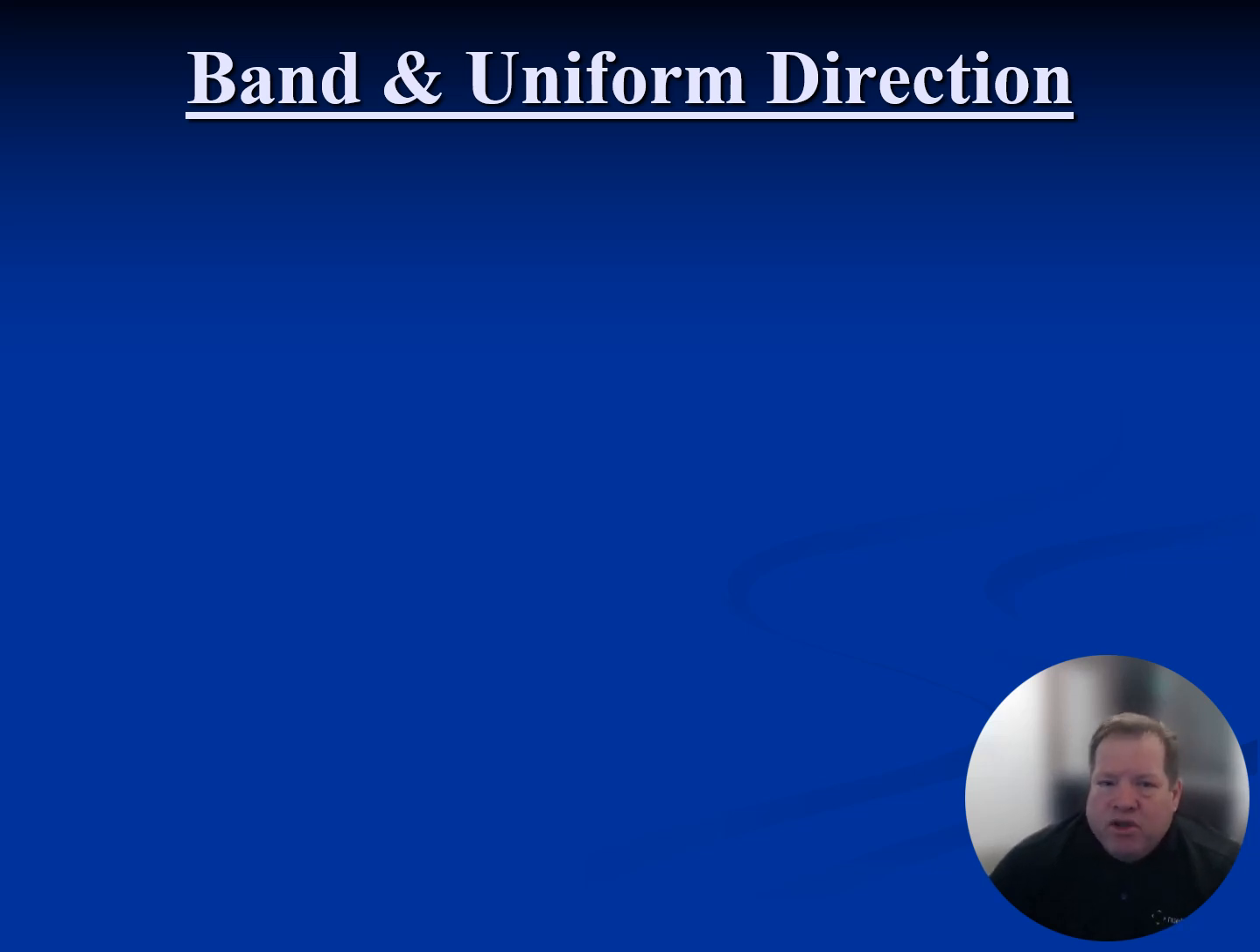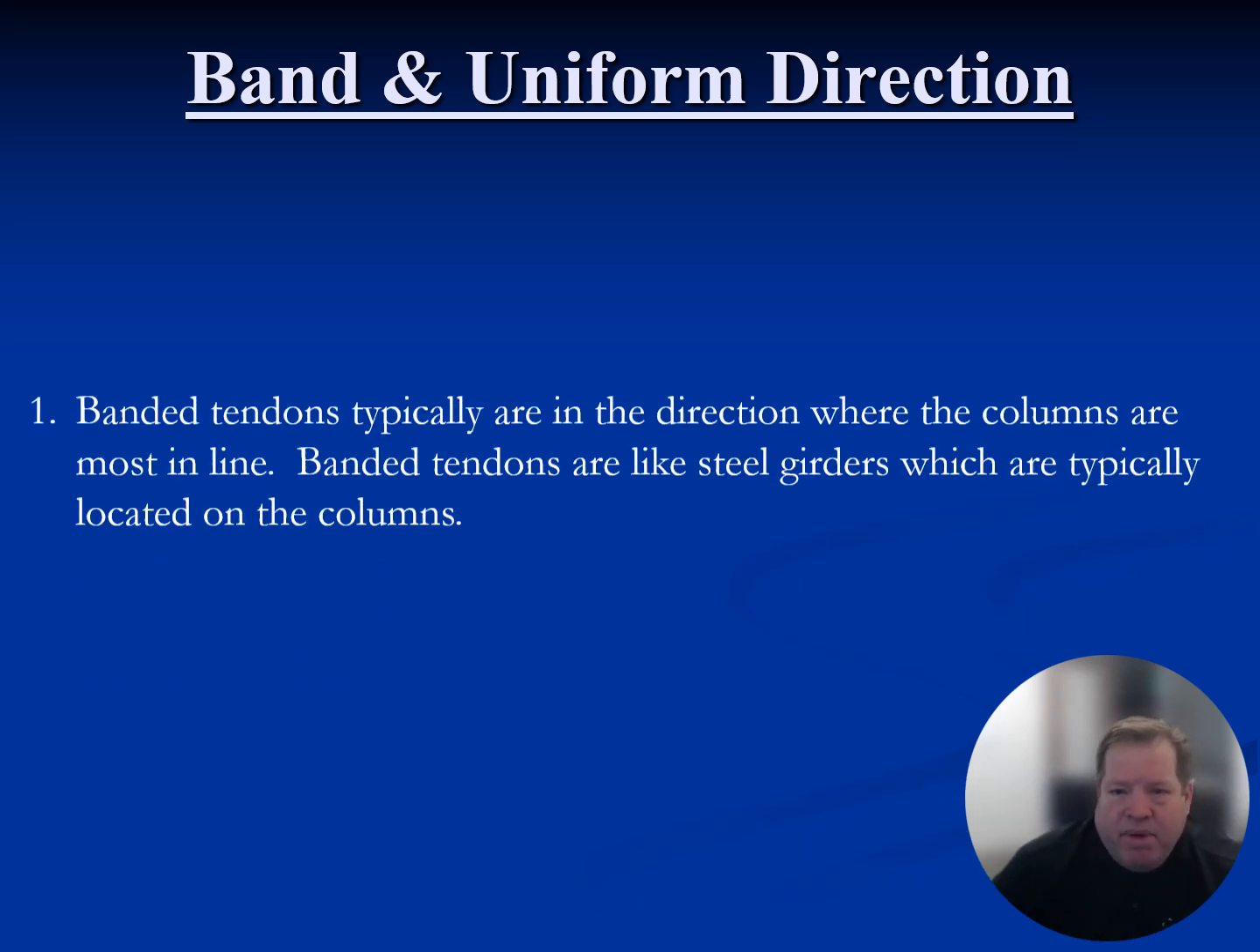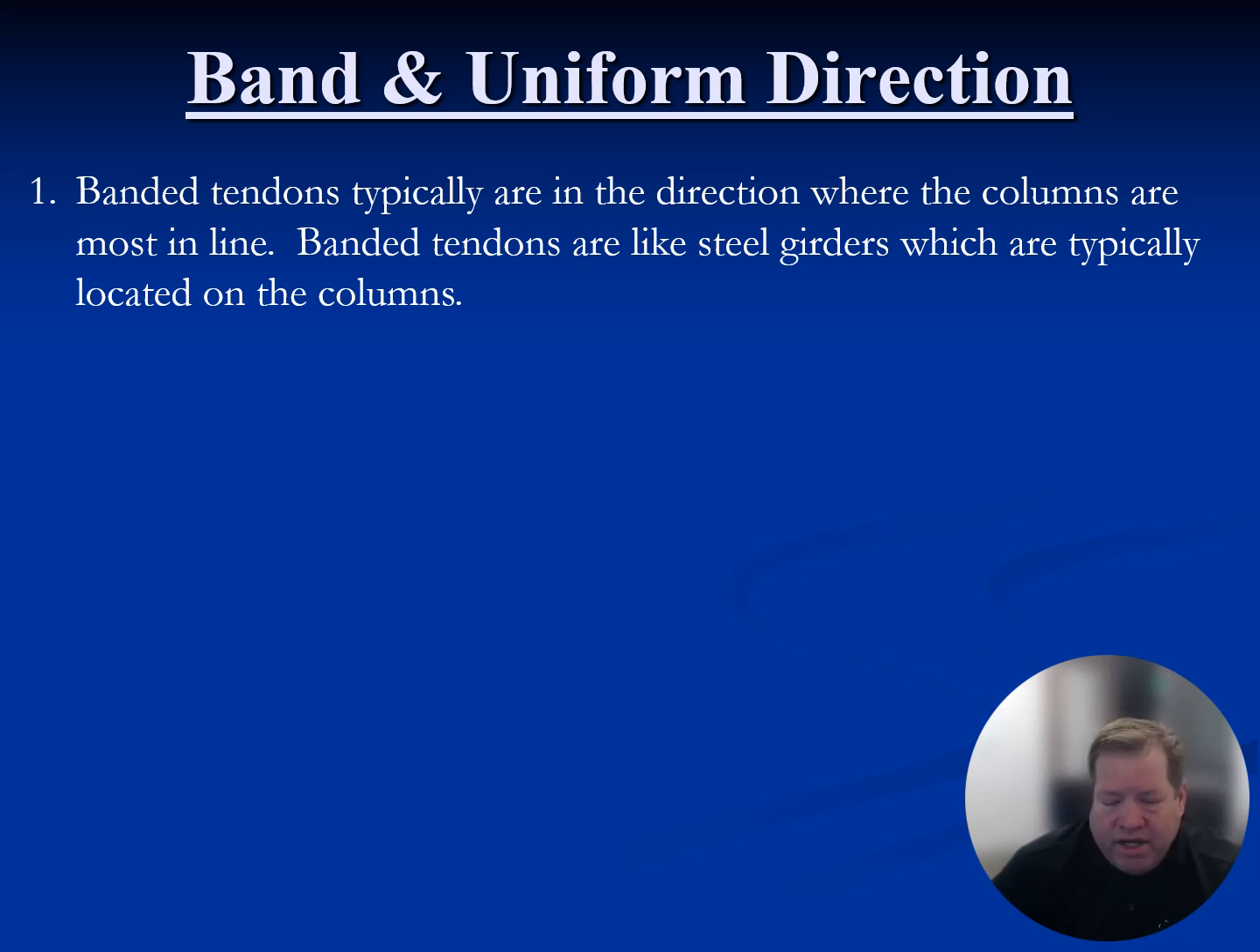So going back to the way things are currently done, we're going to stick with the banded and uniform philosophy. Effectively, one of the questions we get a lot is, how do you determine which is the band and what is the uniform direction? And there's really no set answer for that. It kind of depends on the geometry of the structure. I would say in general, the banded tendons are typically the ones where the columns are most in line. So if your columns are only aligned east-west, guess what? Your bands are going east-west. Conversely, if it's north-south, they're going north-south.